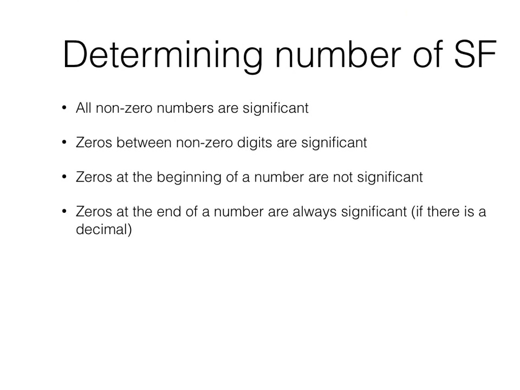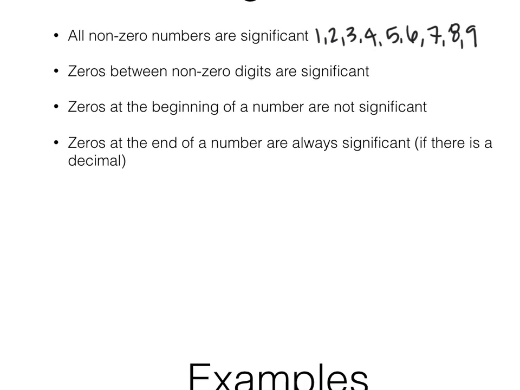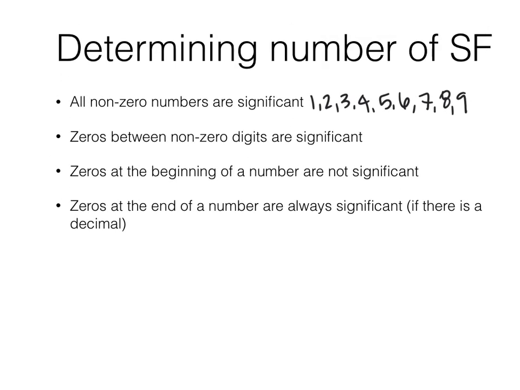So to determine the number of significant figures, all non-zero numbers are significant. That would be the number 1, 2, 3, 4, 5, 6, 7, 8, and 9. To be honest, those numbers make a lot of sense. It's the number 0 that is difficult because zeros between non-zero digits are significant. Zeros at the beginning of a number are not significant. Zeros at the end of the number are significant, but only if there's a decimal place. So the hardest part of this is, what about 0?